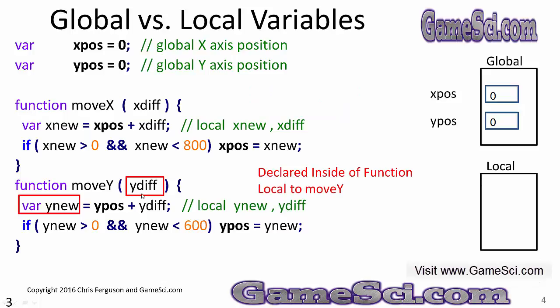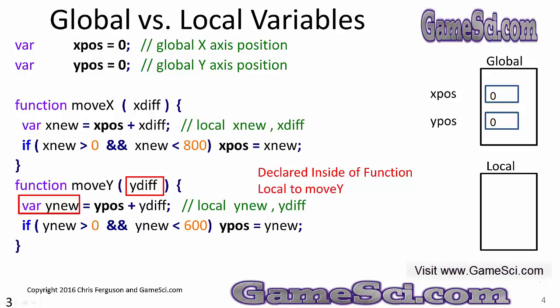Notice down in moveY, ydiff is a parameter. Parameters are considered local variables. Ynew is a local variable because I use the keyword var in front of it, and only because I use the keyword var. When I declare a variable inside of a function and use the keyword var, JavaScript makes that a local variable. Try to do this with everything that you intend to be a local variable. Use the keyword var in front of it to declare that variable. It's only the keyword var that makes ynew a local variable.